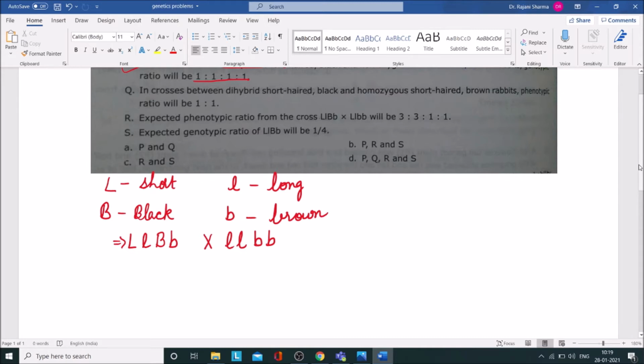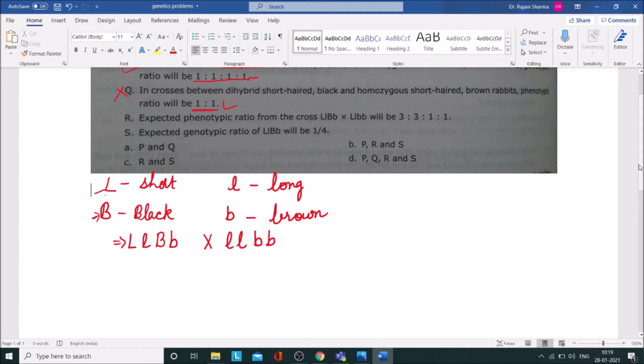Now coming to the next one. In crosses between dihybrid short-haired black and homozygous short-haired brown rabbit, the phenotypic ratio will be 1:1. So this is completely wrong, because this ratio comes when it is monohybrid, when it is having only one trait. If I talk only about the length, or only about the color of the hair, then in that case the phenotypic ratio will be this one. And we all know that in a test cross, genotypic as well as phenotypic ratios remain the same. So statement Q is wrong.